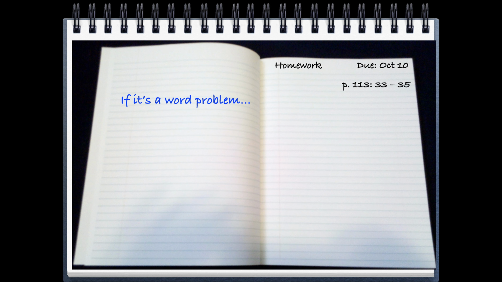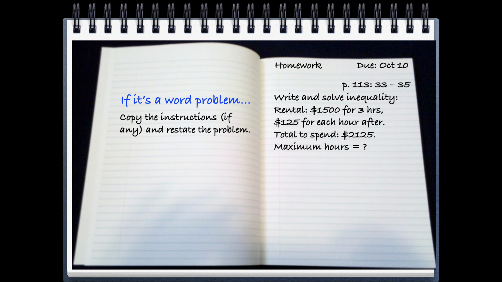If it's a word problem, that's a homework problem, or even a work problem for classwork, what I'd like you to do is copy the instructions, if there are any, and restate the problem briefly. You don't have to write out the entire problem. In this case, you were renting a room, and the rental charge was $1,500 for the first 3 hours and $125 for each hour thereafter. And then it gives you a total amount that you spent and asks you to find the maximum hours that you could have the room for if you had that much money. Now, you don't need to write the exact word problem, but this is a summary of the important facts.